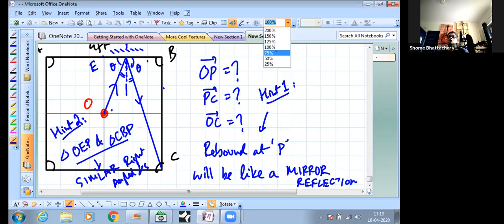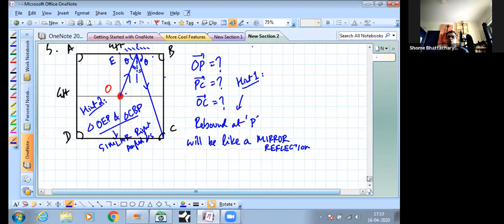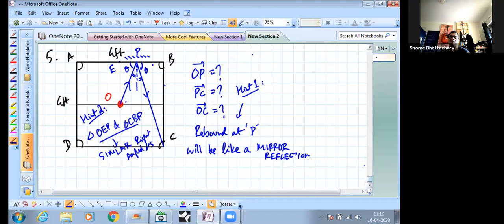Just minimizing this a little bit for your benefit. So use these two hints to try and solve this question, which is question number 5. I will give you the solution and the answer key later, but because it's a very interesting type of problem, I'd like you to solve it by using these hints. Okay, so hope this is clear so far.